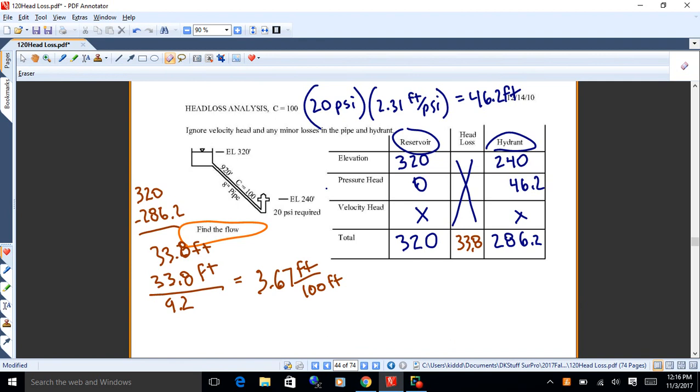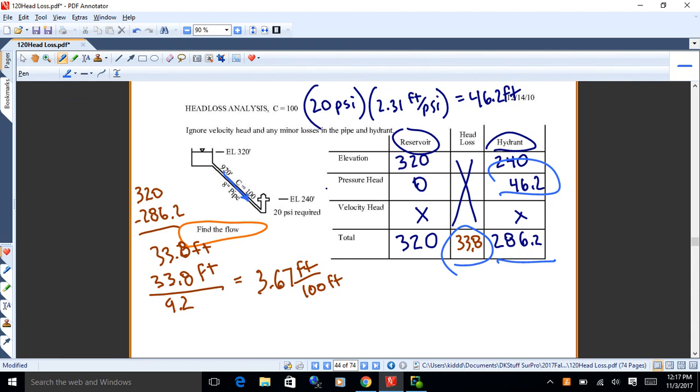Everybody okay with that? So what I've got here is that I can have 3.67 feet of head loss per 100 feet of pipe. And when that water flows down that pipe, by the time it gets to the hydrant, it'll have a total head loss of 33.8. And that will get me to the total amount of energy that will get me 20 PSI at the hydrant. Okay. You all good with that?